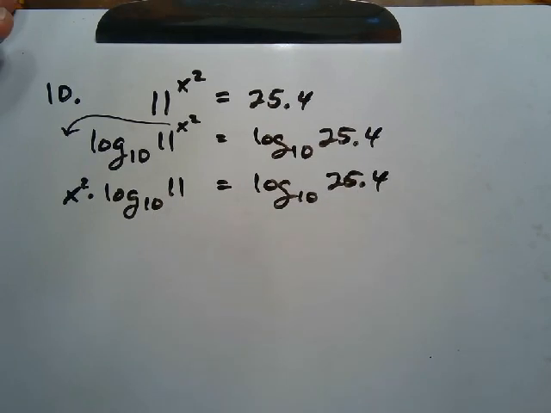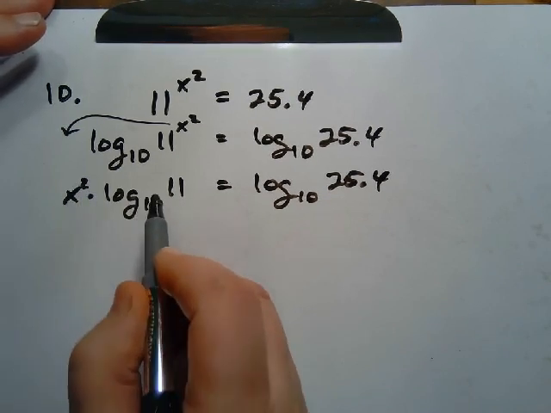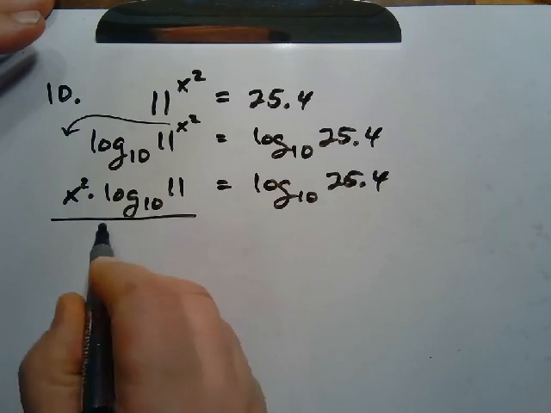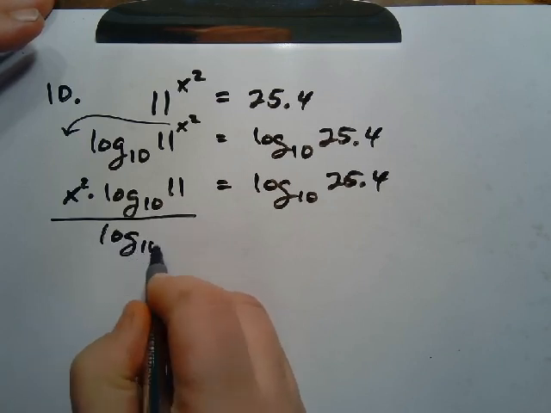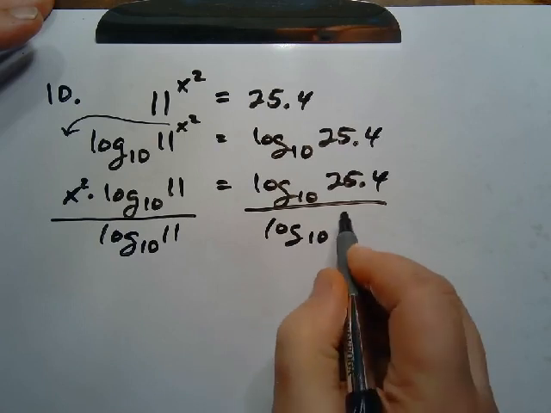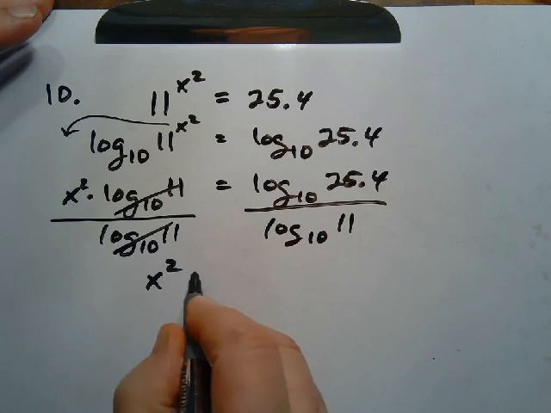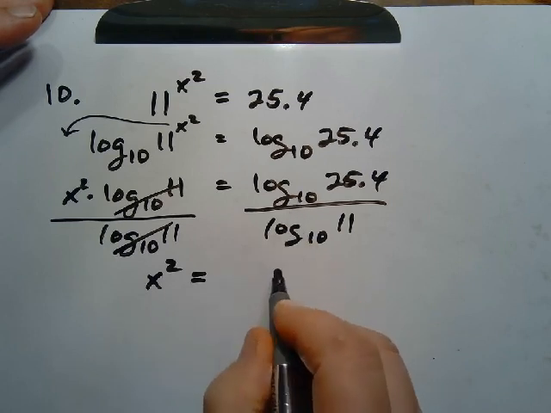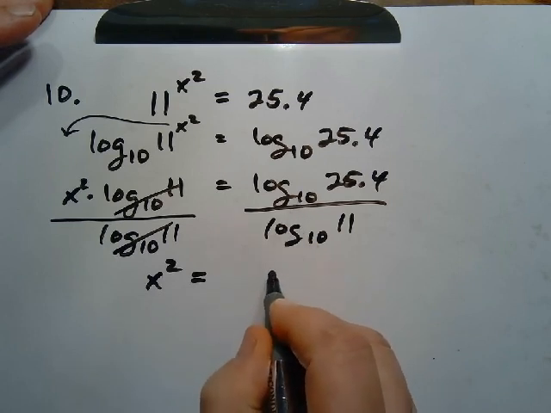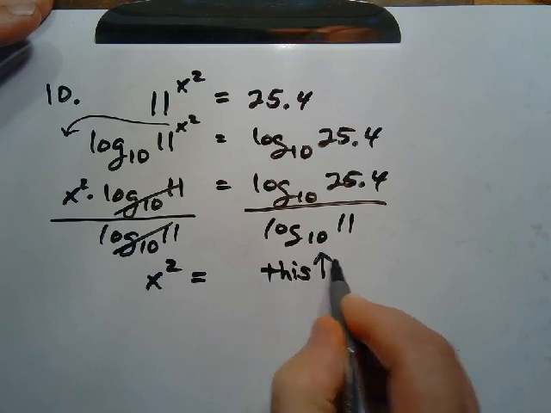Okay. Now, if I want to get x alone, well, what's been done to x? It's been squared and then multiplied times this log. So the first thing we're going to do is divide both sides by log base 10 of 11. And of course, these are going to go out, and we're left with x squared equals all of this. Rather than write it over again, I'm going to write the word "this" here.